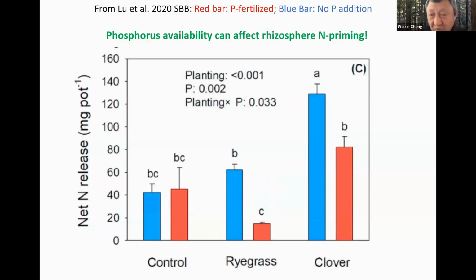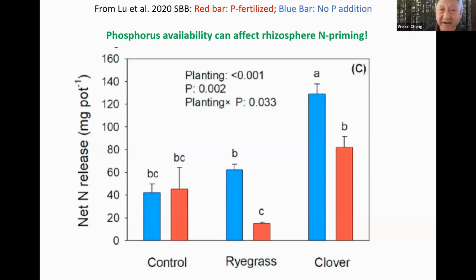So with clover, they fix nitrogen. So nitrogen tends not to be a major factor affecting priming effect. When you fertilize them with phosphorus, the priming effect drops a little bit, but not as much compared to ryegrass. See, with ryegrass, when you fertilize with phosphorus, the priming effect on nitrogen drops tremendously. That's because we know when you give the soil microbes more phosphorus, they immobilize more nitrogen and make the system nitrogen limited, extremely limited. So the priming effect on nitrogen gets tremendously reduced compared to the treatment without phosphorus fertilization.